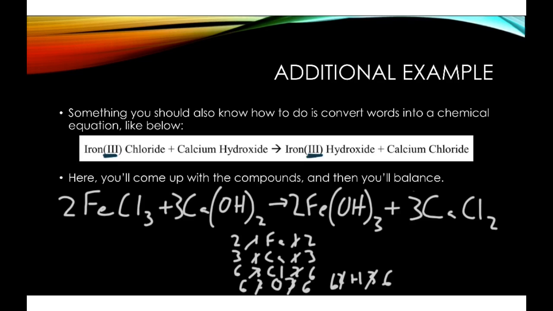And the last thing you're going to do, which is always important, is make sure that they are equal. So 2, 2, 3, 3, 6, 6, 6, 6, 6, 6. Yes, they are all equal, and this is your final equation.